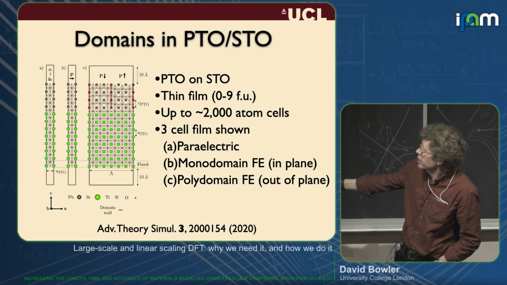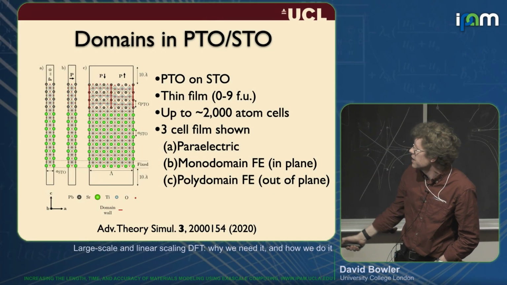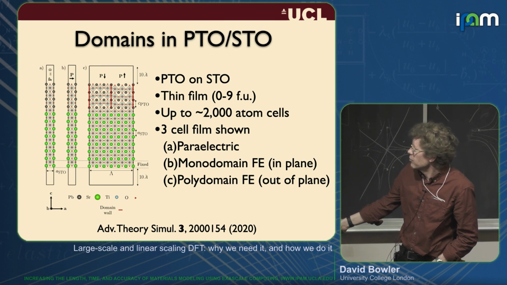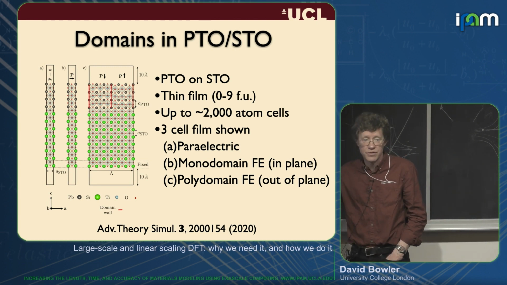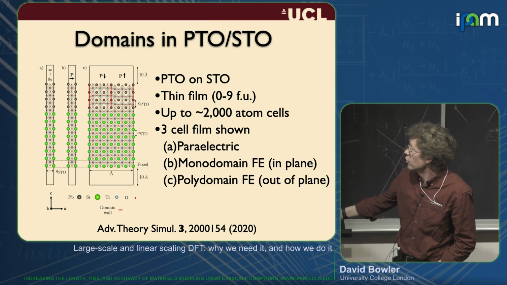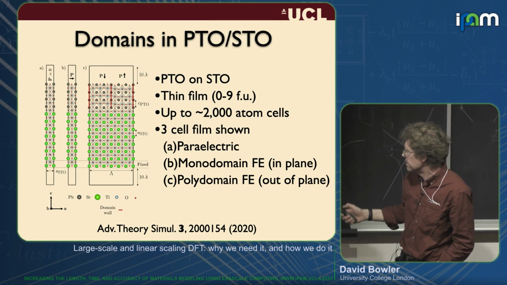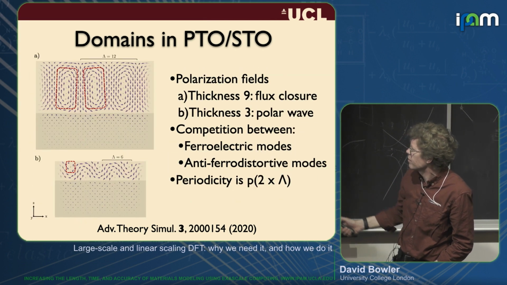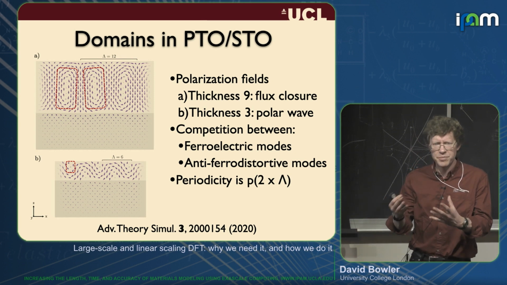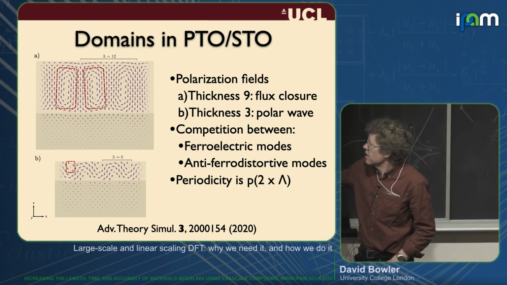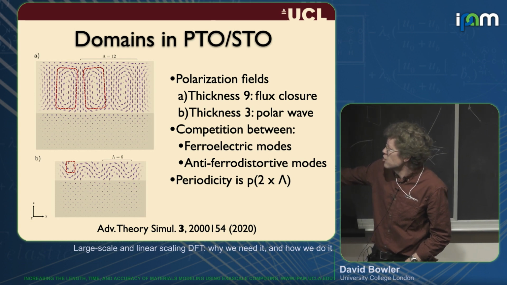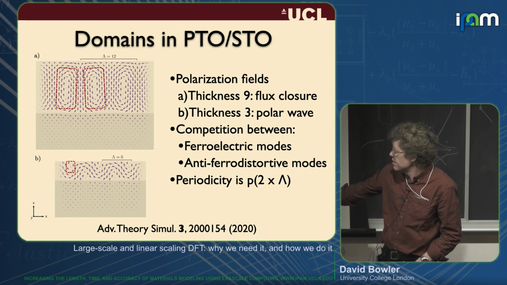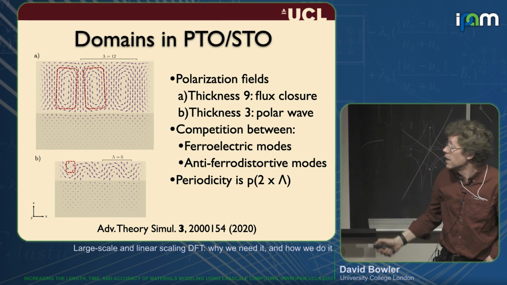Again, coming back to these ferroelectrics, lead titanate on strontium titanate. We're interested in this layer, which is the lead titanate, and we want to look at what's happening in that layer in terms of ferroelectricity. So what's the local polarization doing in this system? I'm not going to talk about that. I'll just show you this picture because it's a pretty picture. This is a plot of the local polarization vectors in the PTO film with 9 formula units, and this is a thinner film with only 3 formula units.